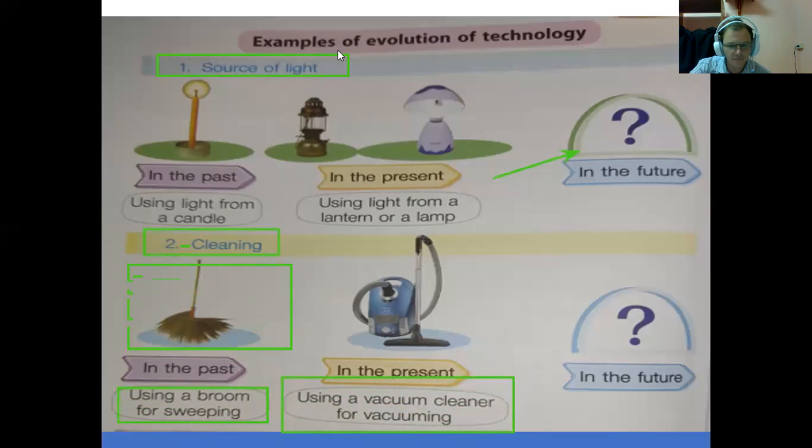And in the future, we will be using robots to clean. Like my friend that lives in America, he has a small little round robot that they turn on, and the robot just roams around vacuuming the floor. So it cleans the floor. So that is 2 out of the 5.